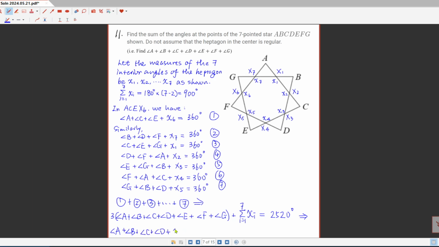And simplifying this will give us the desired sum: angle A plus angle B plus angle C plus angle D plus angle E plus angle F plus angle G just equals 2520 degrees subtracted by the sum of x1 to x7, which is 90 degrees, divided by the 3, the coefficient in front of that. So that gives us 1620 over 3, that's 540 degrees, right? So the final solution is just 540 degrees.